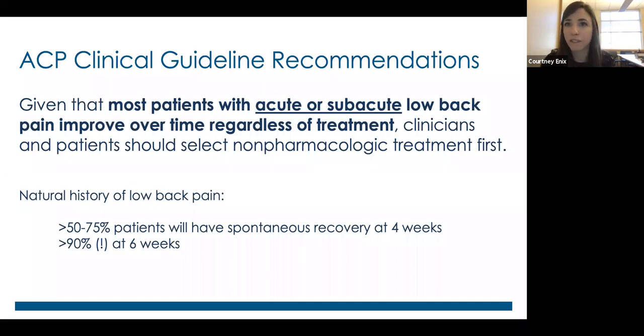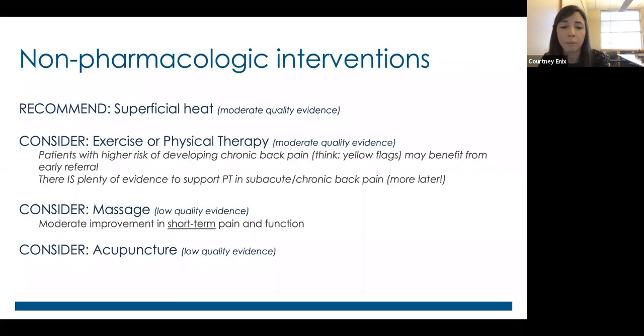But that also feels like a really long time for patients. So what are the things that you can recommend in the middle so that the next 4 to 6 weeks are not completely miserable for them? Some of the things that have been pulled out of the ACP clinical guidelines are on this slide, along with the evidence behind them. There is moderate quality evidence that superficial heat will improve pain relief and disability compared to placebo. And so that is an easy thing to recommend.